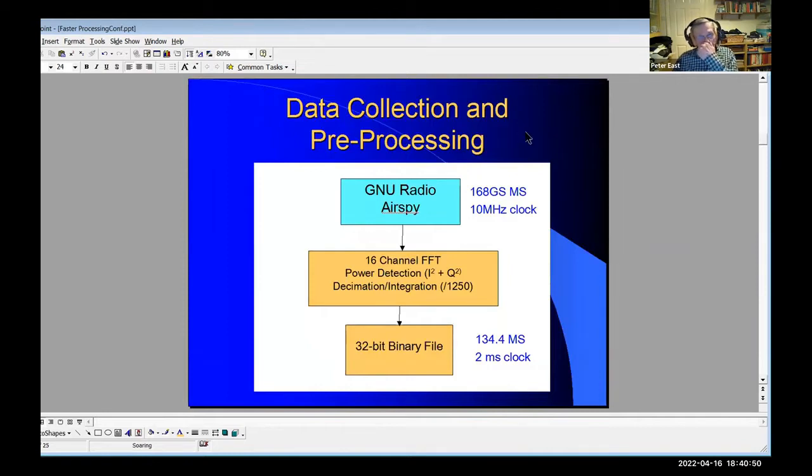So the data collection and pre-processing, I've copied Marcus Leach's, he calls it a stupid simple pulsar program. It's not stupid and it's not simple. But I've used the cut down version of his program, and that actually drives the AirSpy.